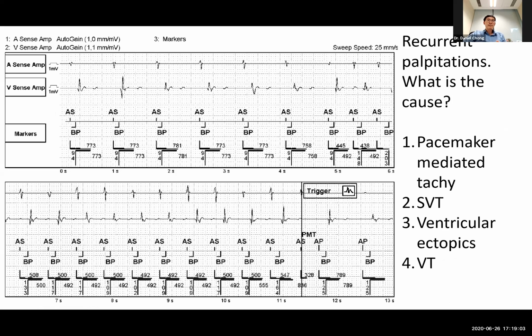All right, so recurrent palpitations, what's the cause? This is a patient who has a CRT device, and whilst this was happening, the patient complained of palpitations. So was the cause 1, pacemaker-mediated tachycardia, 2, supraventricular tachycardia, 3, ventricular ectopics, or 4, ventricular tachycardia? Quite straightforward, this one. So please go ahead and vote.